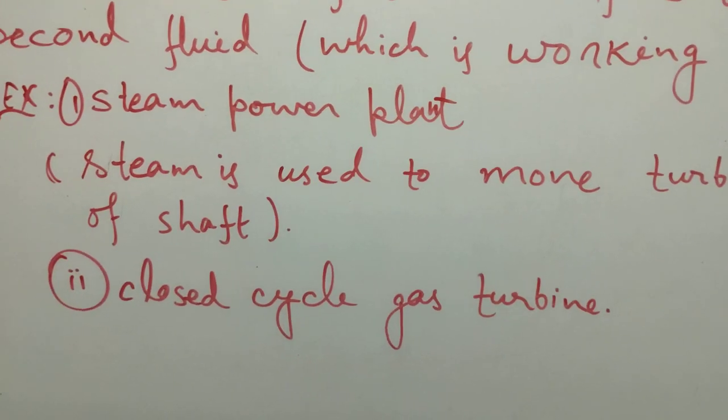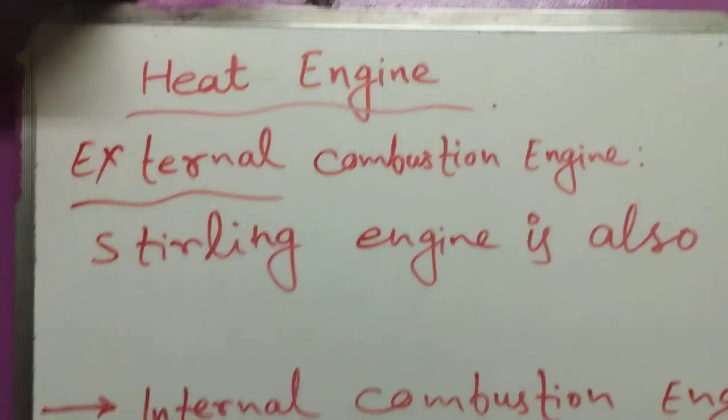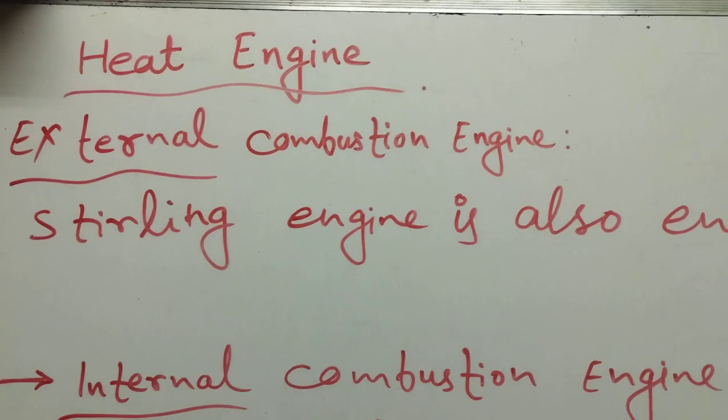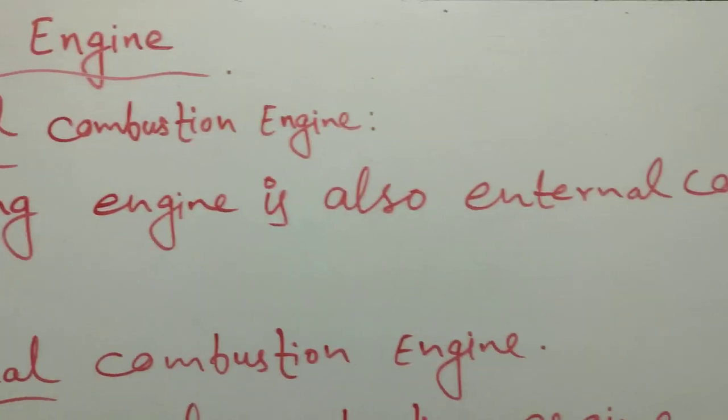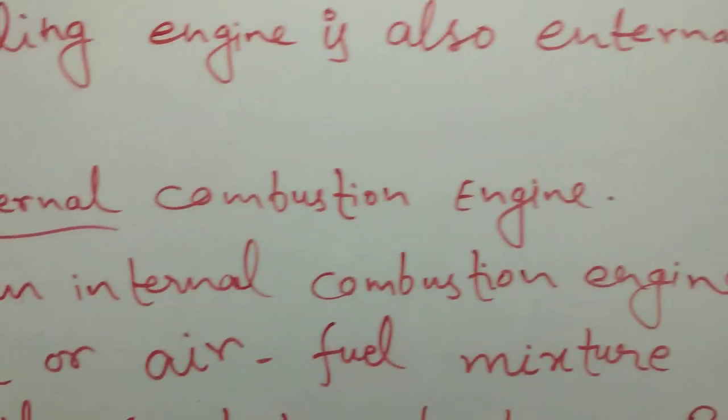Another example is the closed cycle gas turbine. Another example of the external combustion engine is the Stirling cycle. It also works as an external combustion engine.